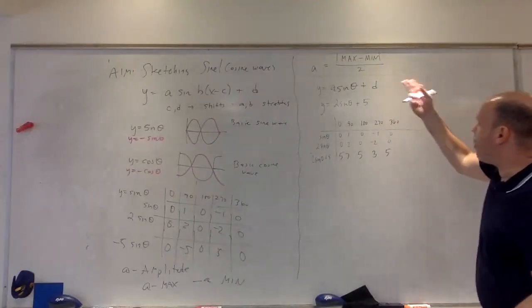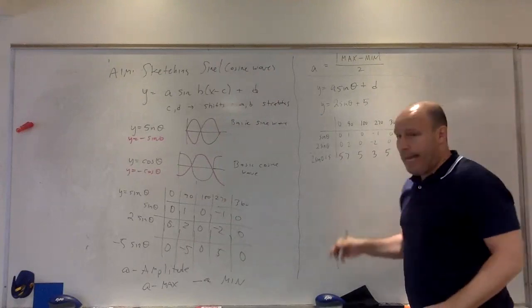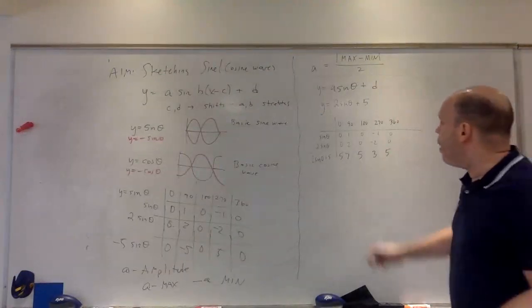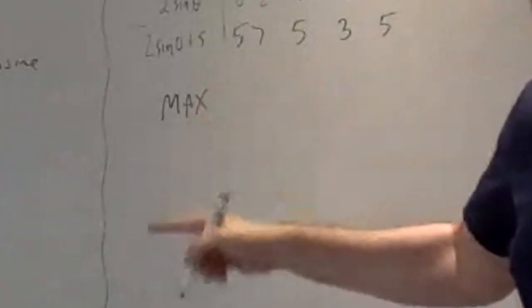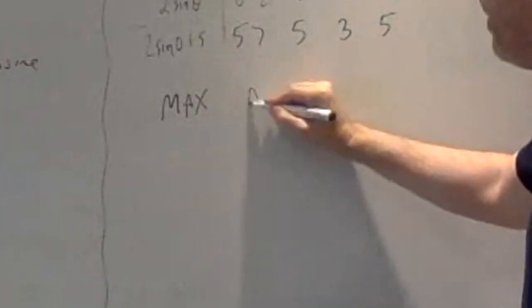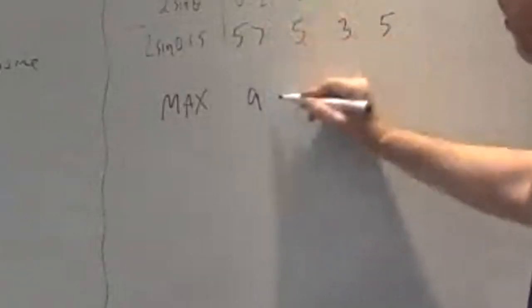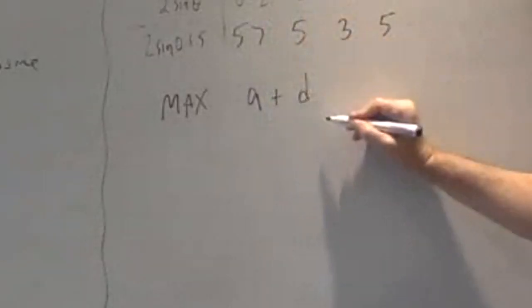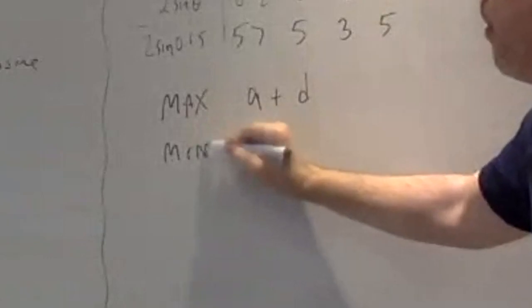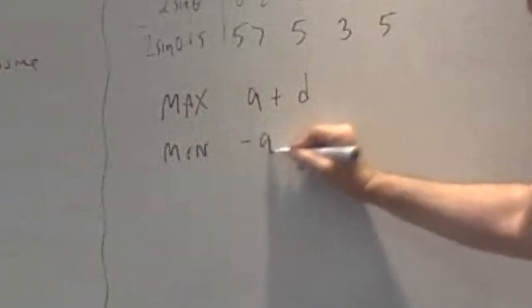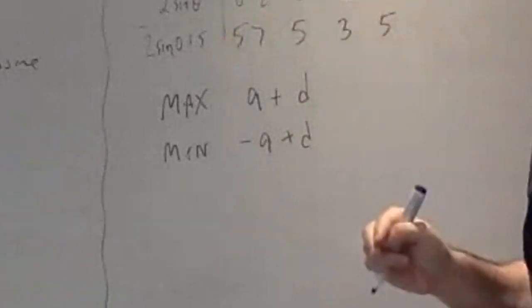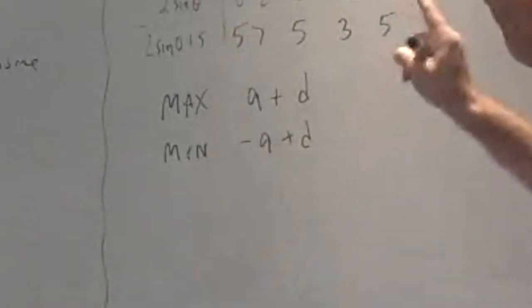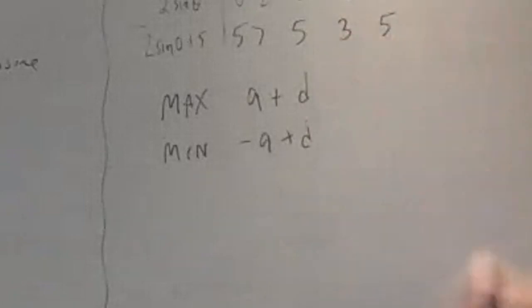So what we notice here is that, once again, it changes the maximum and the minimum. The max is actually, this is the proper max, the A plus the D. And the minimum is actually negative A, still plus the D. It's still shifted up. Now, does it affect the amplitude?